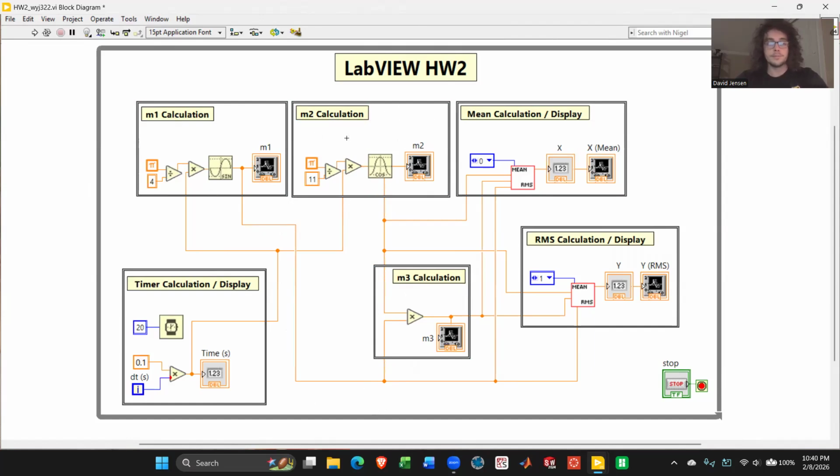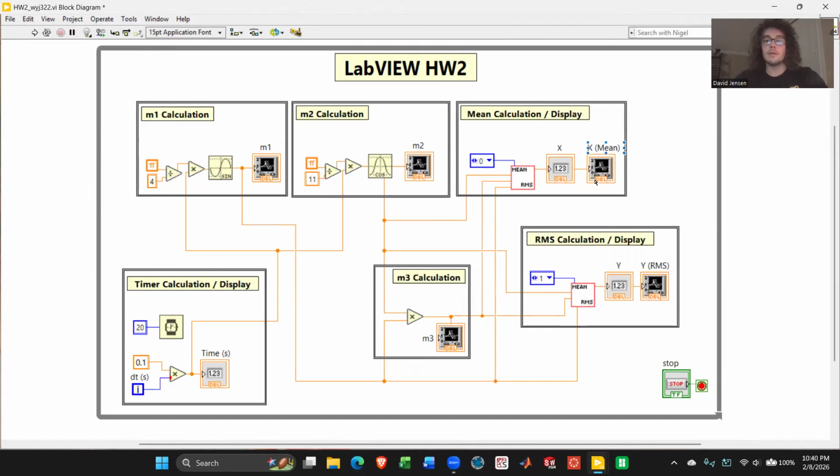M2 is very similar to M1, except this time it is cosine of pi over 11 times t. So again, divide pi by 11, multiply by t, take the cosine, provide that to a waveform chart, and then send that signal to our sub-VIs as well as the M3 calculation. For M3, as stated, M3 is simply the product of M2 and M1. Multiply those together, provide it to a waveform chart, and then provide that as an input to each of our sub-VIs. Coming out of each sub-VI, we have a numerical indicator as well as a waveform chart.